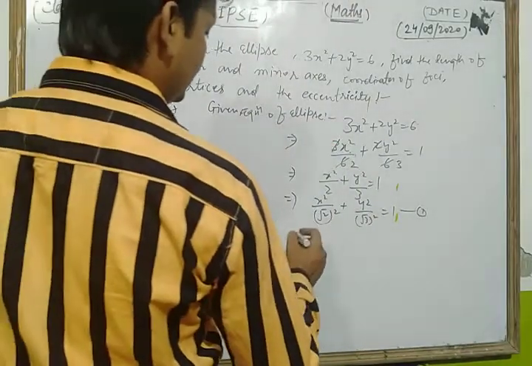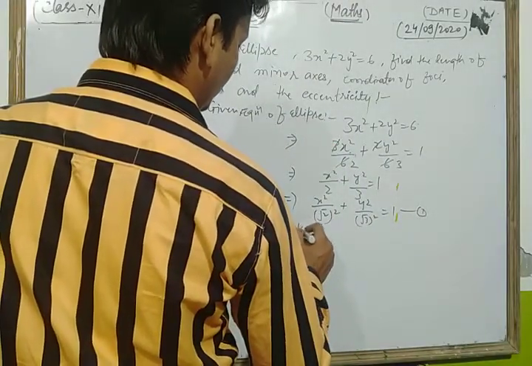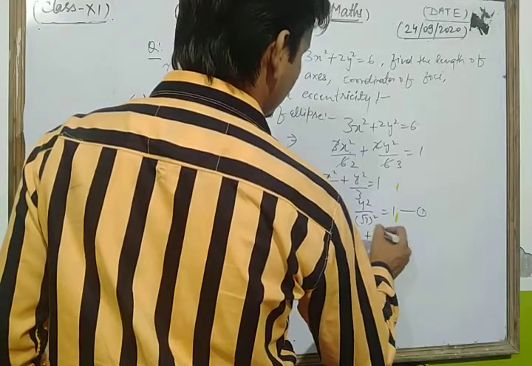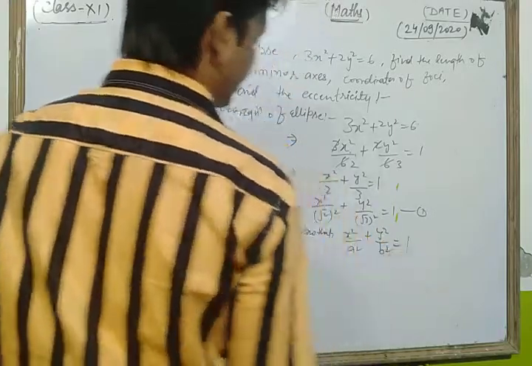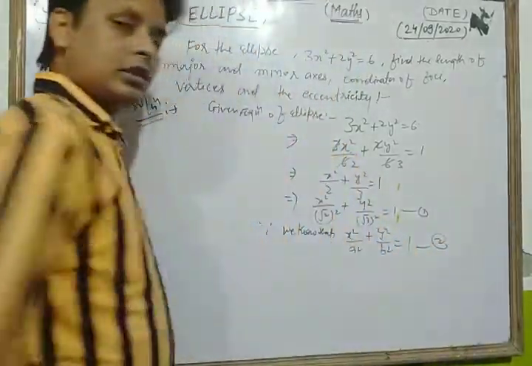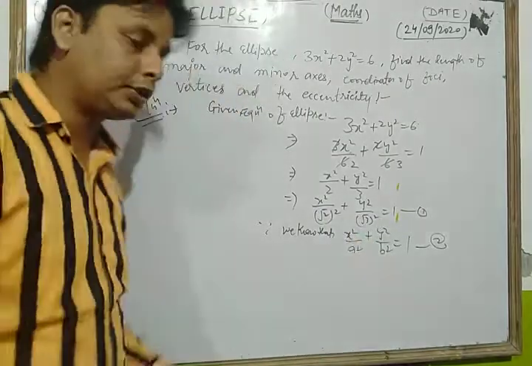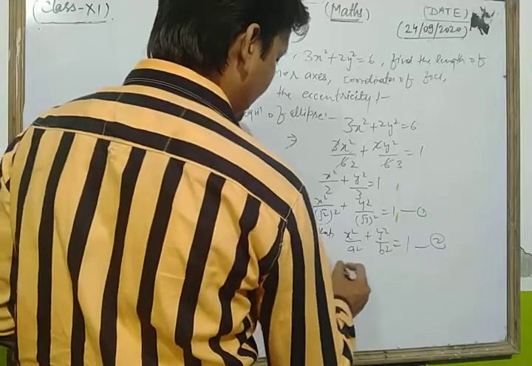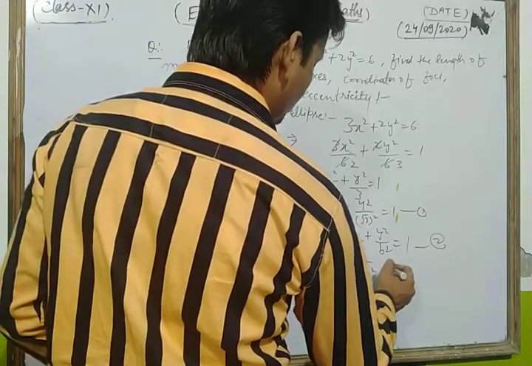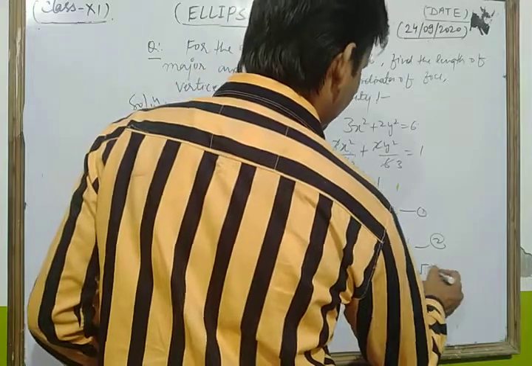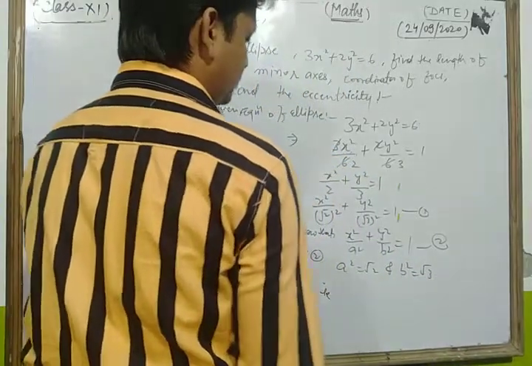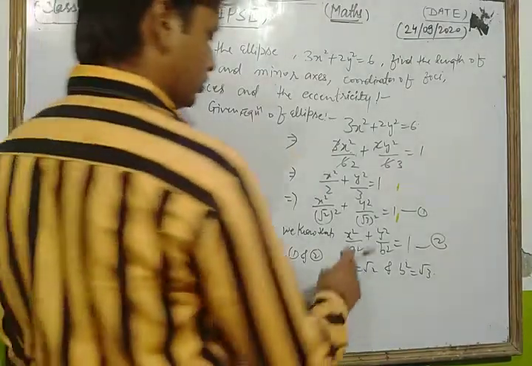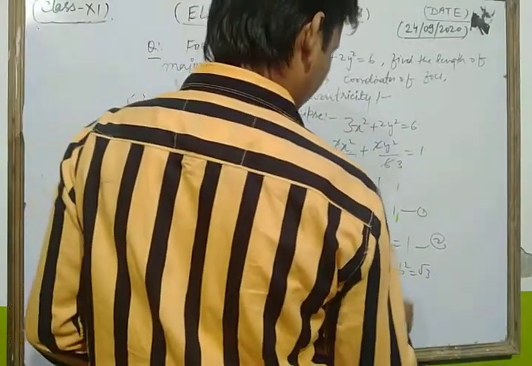Now since we know that the standard equation of the ellipse is x square upon a square plus y square upon b square is equal to 1, we take this as equation number 2. Now we compare both the equations. On comparing 1 and 2, we have a square is equal to root 2 square and b square is equal to root 3 square. That means a is equal to root 2, and b is equal to root 3.